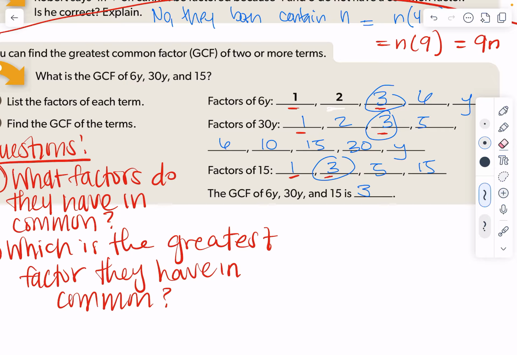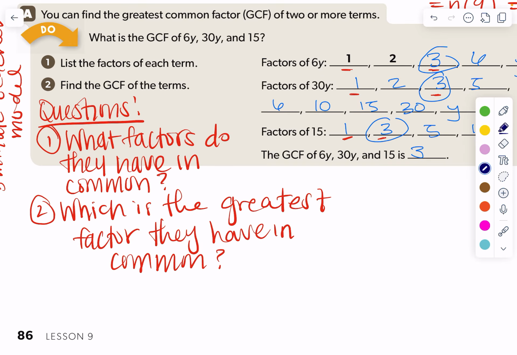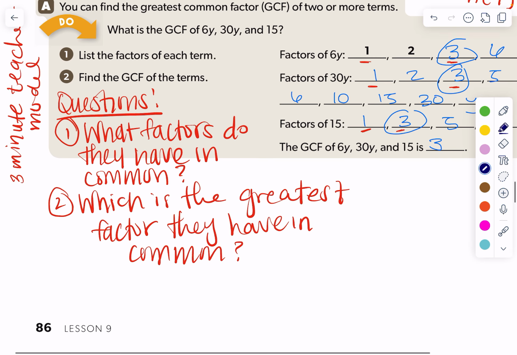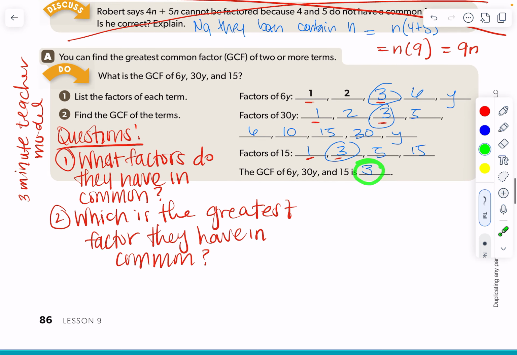But all these 3 terms have 1 in common and they have 3 in common. One question that you want to ask students is what factors do they have in common? Students should be able to say they have both 1 and 3 in common. Then you ask them, okay, based on the 1 and the 3, which of these is the greatest factor they have in common? What is the greatest common factor? Students should then be able to identify 3 as the greatest common factor.